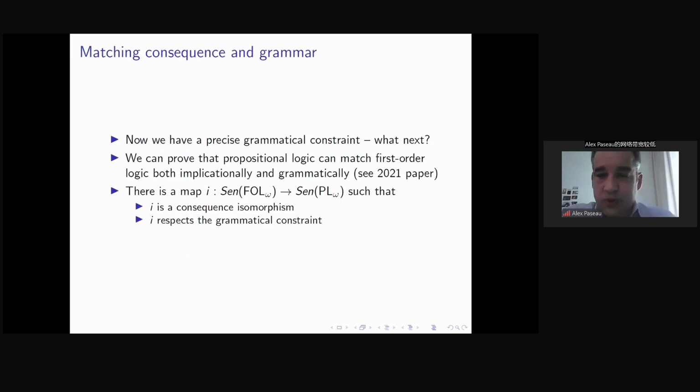If you have this grammatical constraint, then you can prove that propositional logic can match first order logic, both implicationally and grammatically. In fact, with a twist on the argument that I gave previously, in the 2021 paper, there is a map from first order logic to propositional logic that is a consequence isomorphism, and that also respects this grammatical constraint. So if that's the interpretation of the grammatical constraint, then you can in fact do it in such a way as to meet that constraint as well.